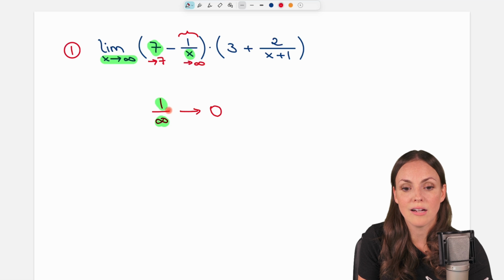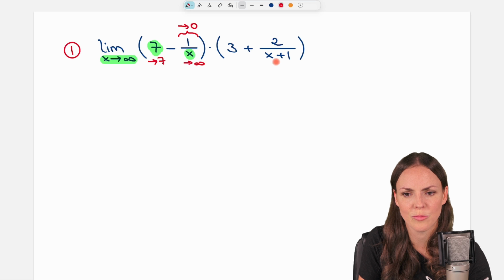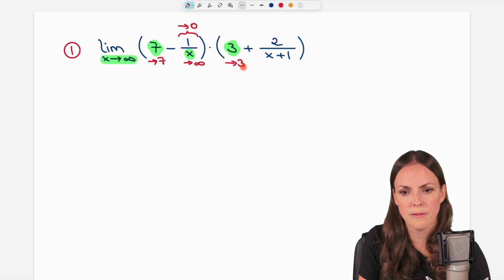So every time you have just a number in the numerator and something that approaches infinity in the denominator, your fraction will approach 0 in total, which means here our fraction will approach 0. Okay, what about the second parentheses? Here, there is no x, which means nothing can change. The 3 will approach 3.